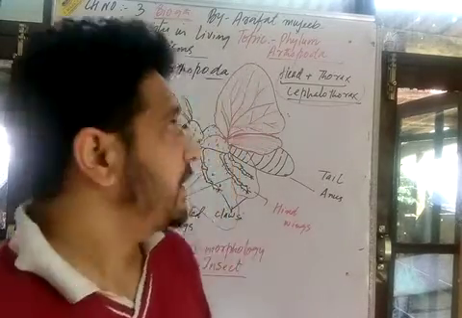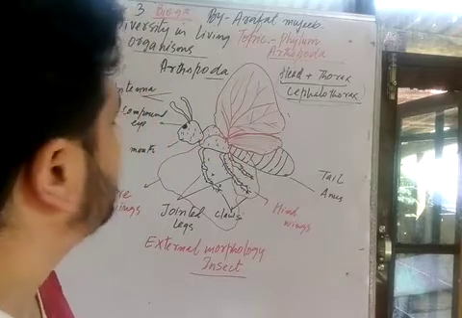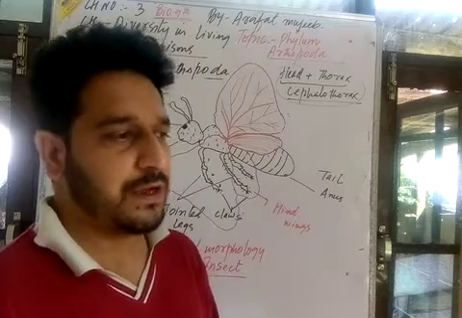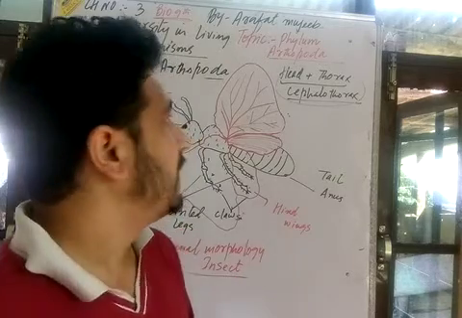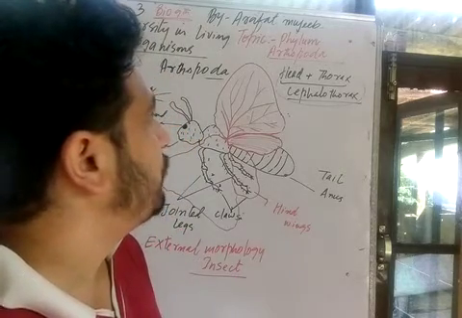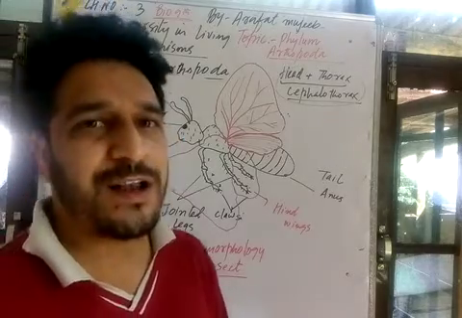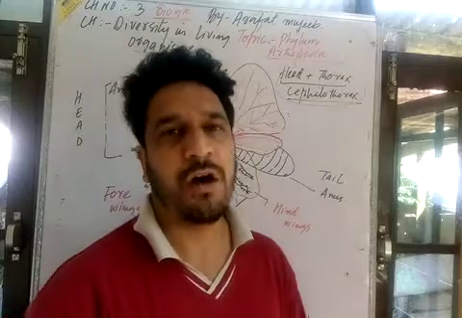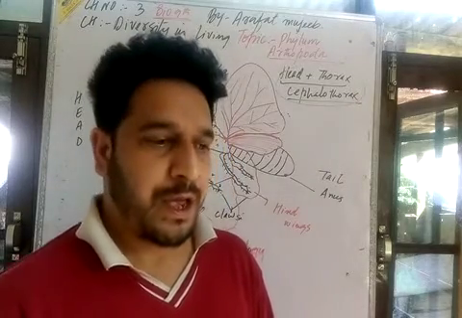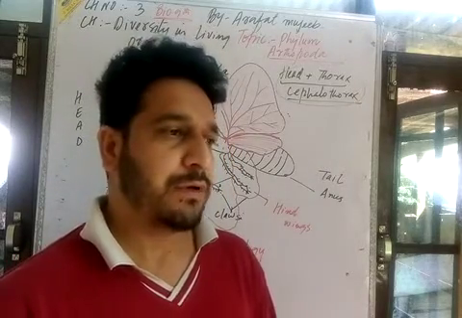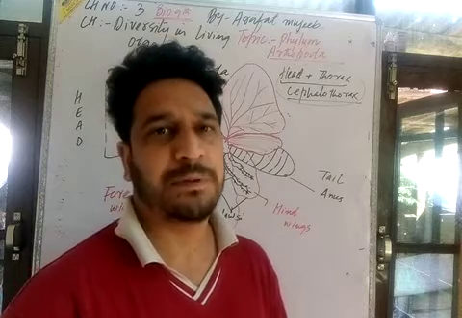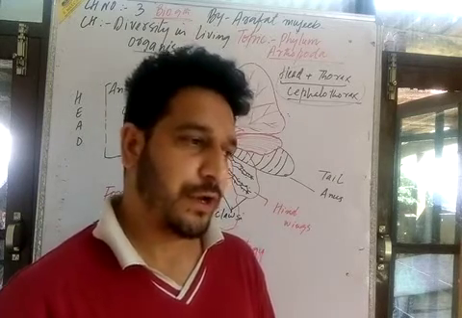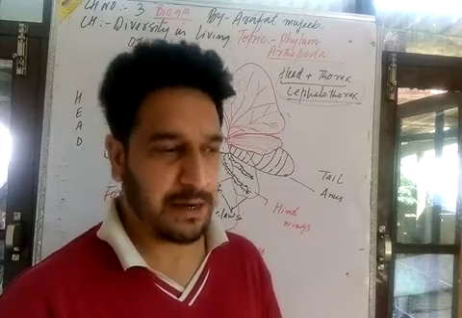And today I am with chapter number 3, Diversity in Living Organisms. It is Biology, 9th class. In this chapter, today my topic is about the phylum Arthropoda. Phylum Arthropoda is the largest phylum. About 900,000 species are found in this phylum, belonging to the kingdom Animalia.